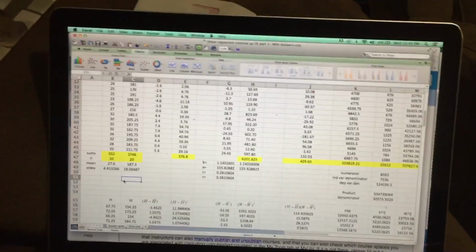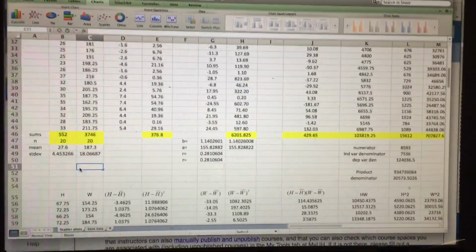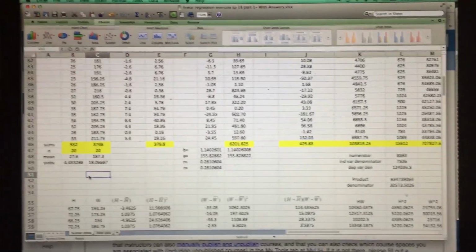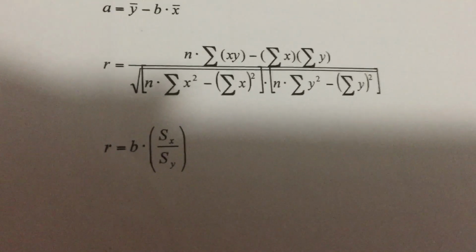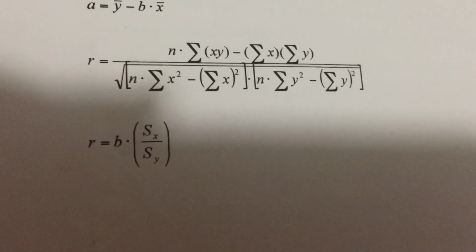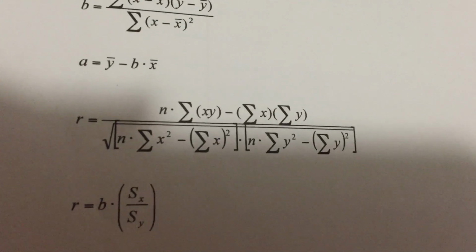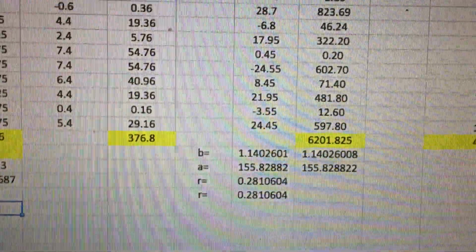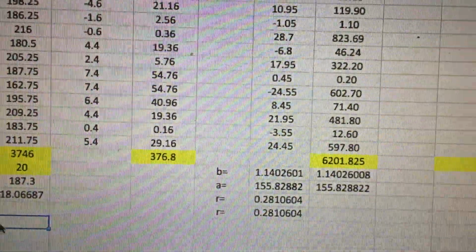Okay. So we're going to focus first on doing the simplest R formula. R equals B times the standard deviation for X over the standard deviation for Y. So what is the B? Again, we figured out the B in the last video, and it is 1.14, and I'm just going to stop at 0.2.